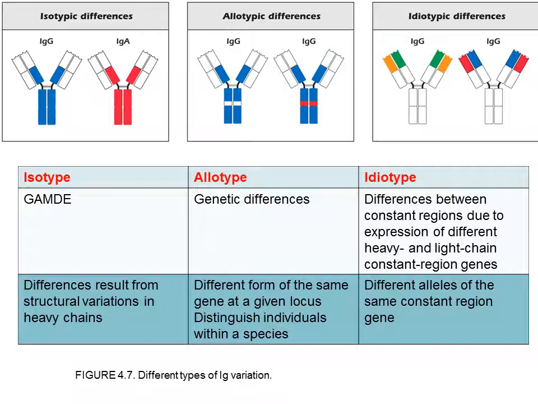As you can see, they are different between the constant region due to expression of different heavy and light chains. So you have heavy and light chains. So you can see from here, the heavy and light chains are different. So you may have an IgG which is from, for example, one species as compared to another.